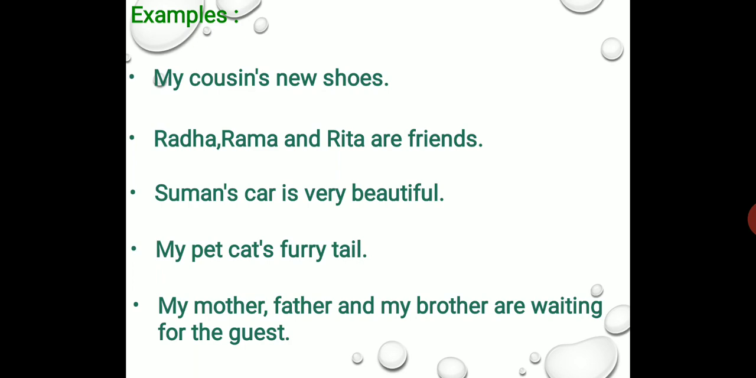Next, my pet cat's furry tail. Here again, which sign is this? Yes, it is an apostrophe. So it shows the possession. What possession? My pet cat's furry tail. So my pet cat's tail is very furry. It shows it in a different way. My pet cat's furry tail.